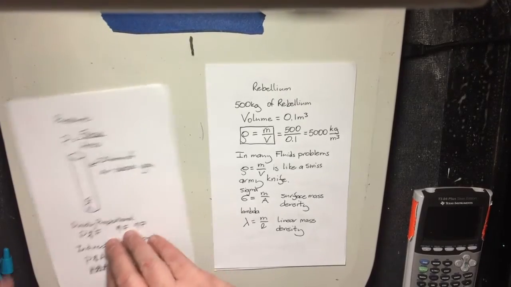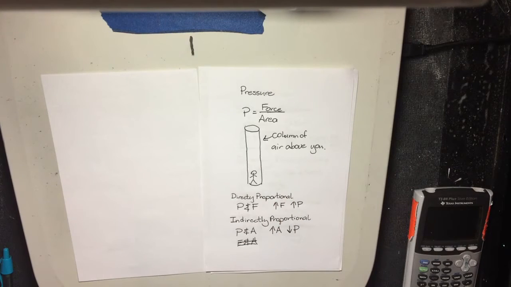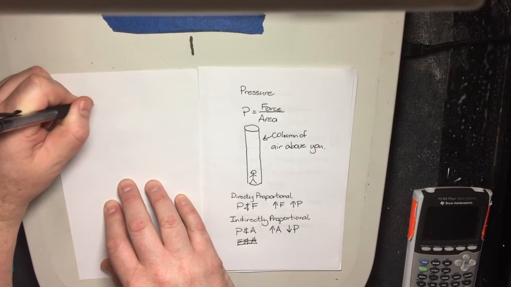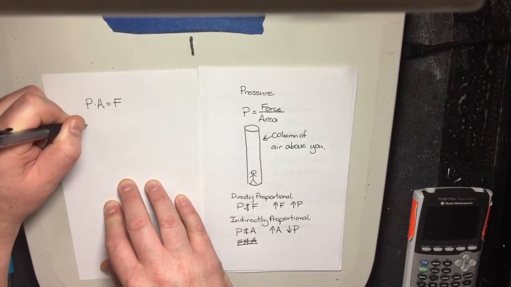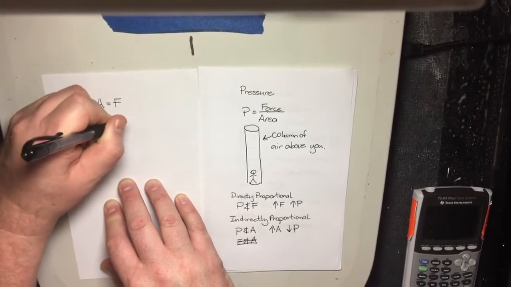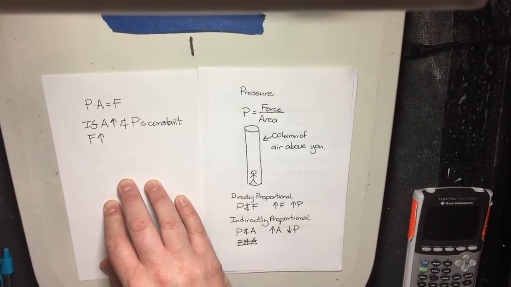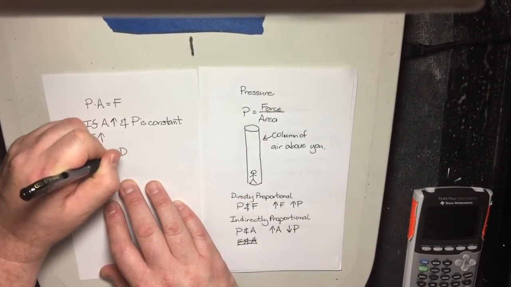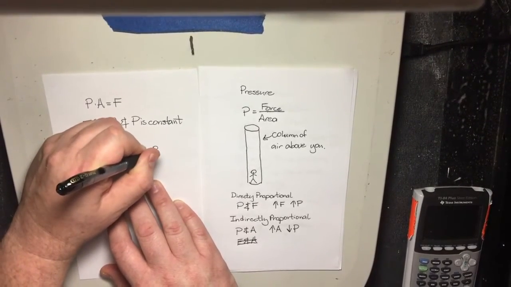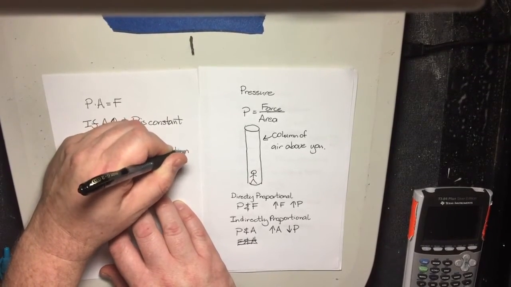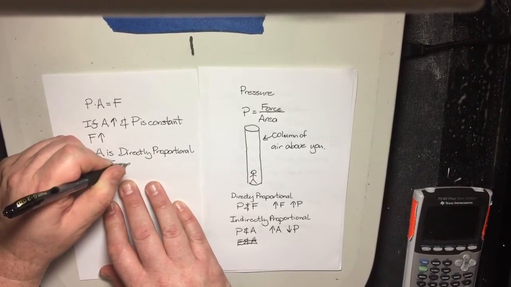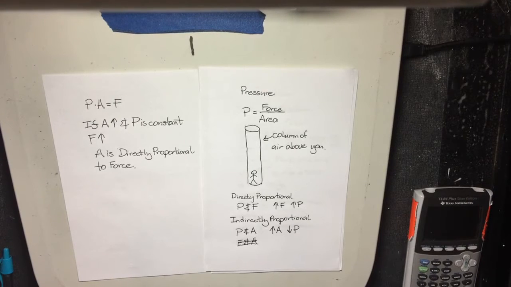Let's study this for just a moment. The best way to tell if something is indirectly or directly proportional is to get one variable on one side and the other one on the other. So pressure times area is equal to force. If A goes up and P is constant, F goes up as well. So A is directly proportional to force. So we figured out the relationships. Pressure and force, area and force, they're directly proportional. Area and pressure are indirectly proportional.